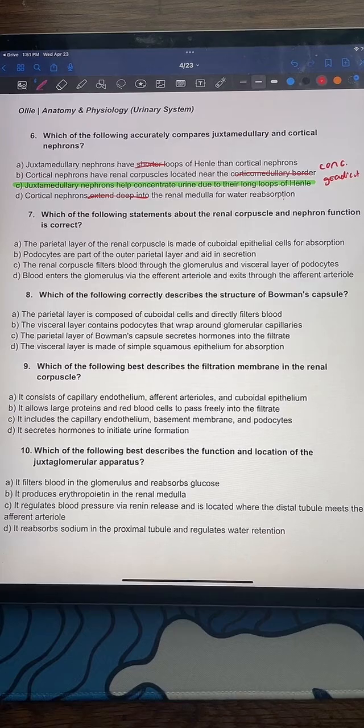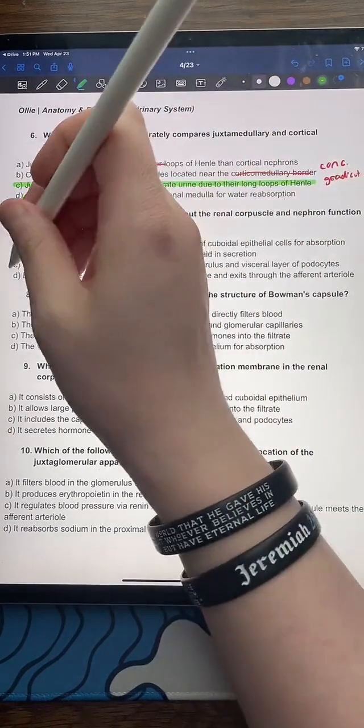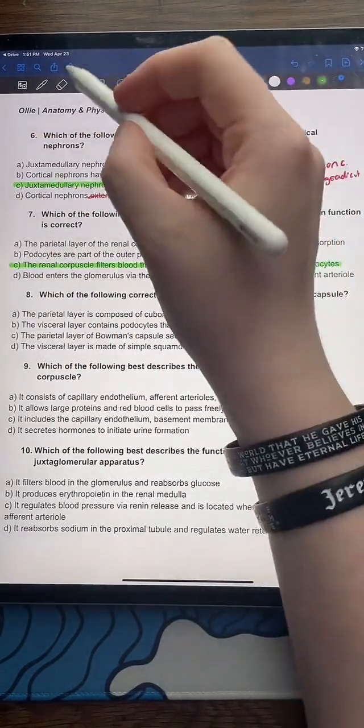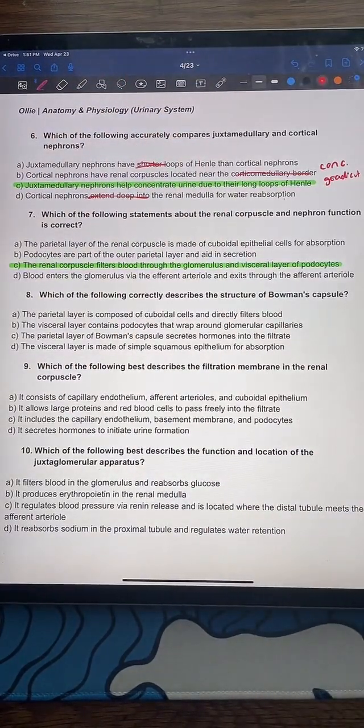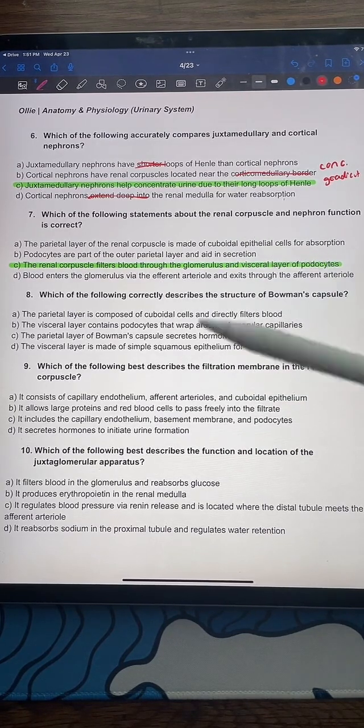But the answer to number 7, which of the following statements about the renal corpuscle and nephron function is correct? The answer is C. There's a lot of C's in here today. Sorry about that. The answer is C. So the renal corpuscle consists of the glomerulus and the Bowman's capsule. This is where the visceral layer is made of podocytes, and this is going to help filter blood.